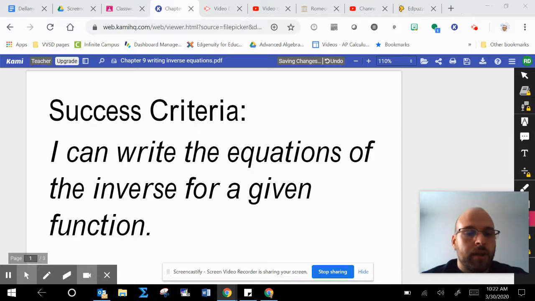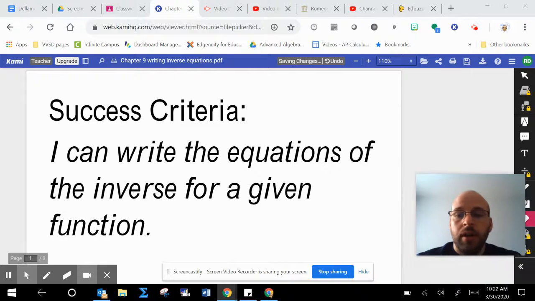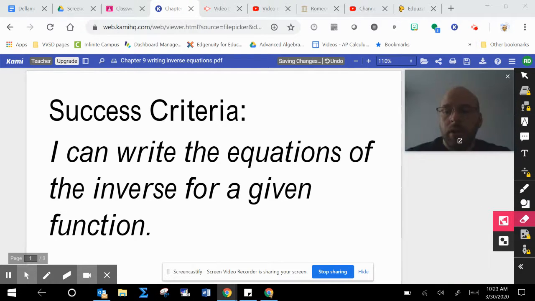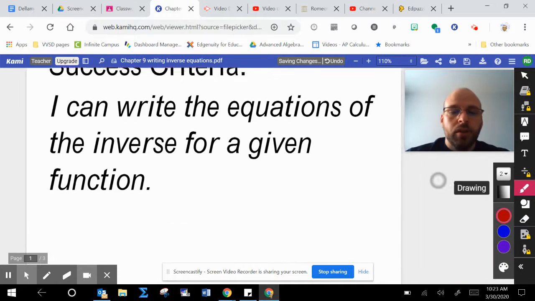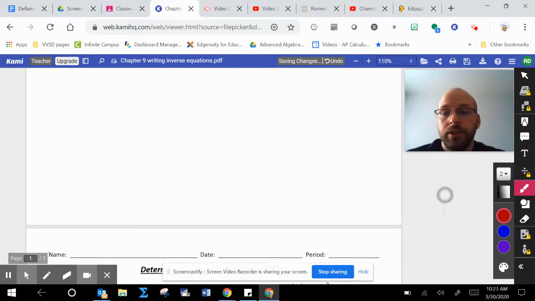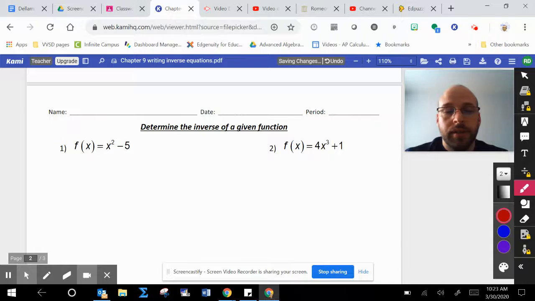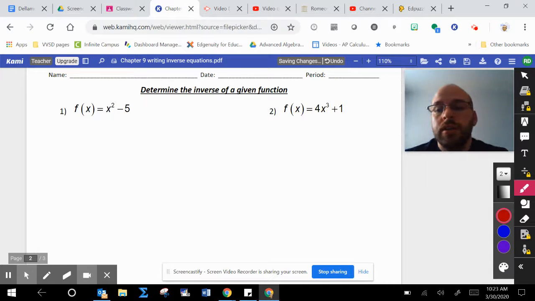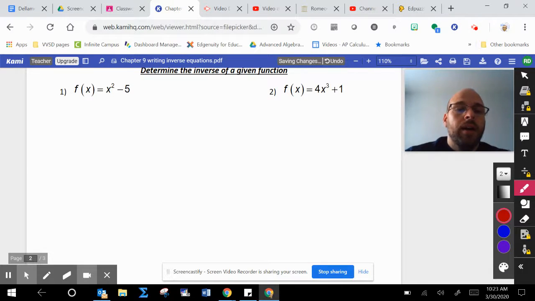Hello, everybody. Today I'm going to talk about how to write the equations of an inverse given a particular function. I have 8 problems here. All present their own challenges, different operations, different radicals, different exponents, different things like that. But they all kind of have the same general first step. For each of these problems, for number one, we'll walk through it together.